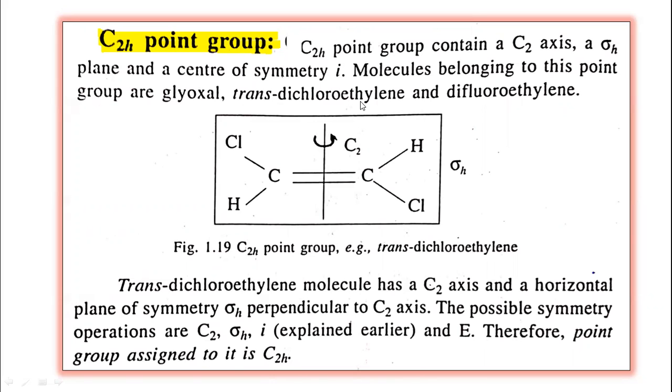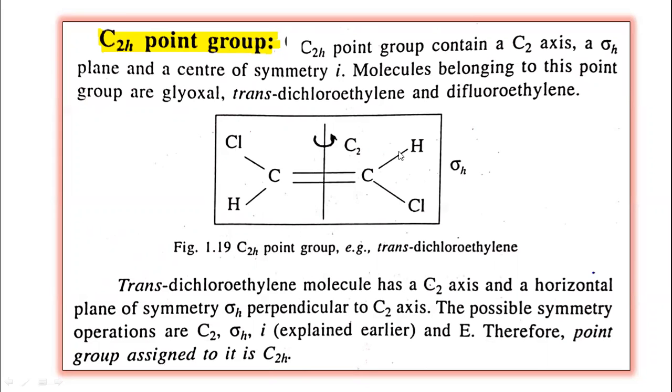Molecules belonging to this point group are, for example, glyoxal, trans-dichloroethylene and difluoroethylene. So let us take the example of the trans-dichloroethylene molecule. So this is the trans-dichloroethylene molecule. The two chlorine atoms are on the opposite side of the carbon-carbon double bond system. Similarly, the two hydrogen atoms are on the opposite side of the carbon-carbon double bond system.